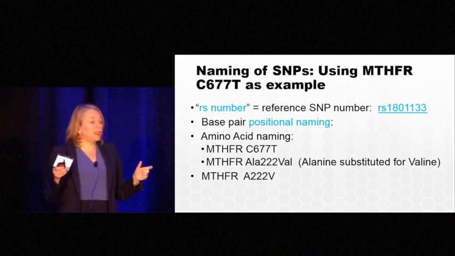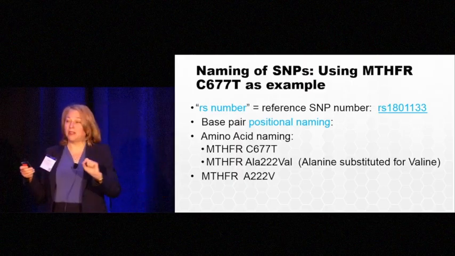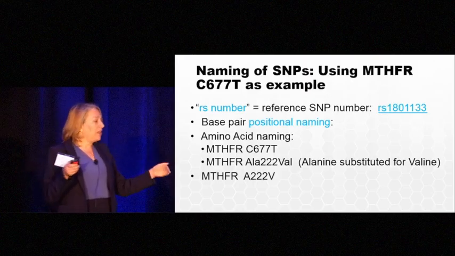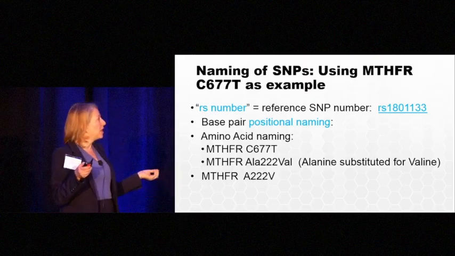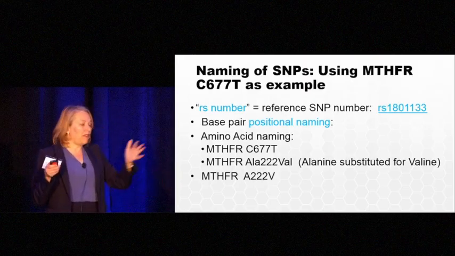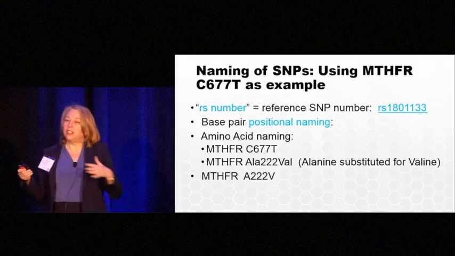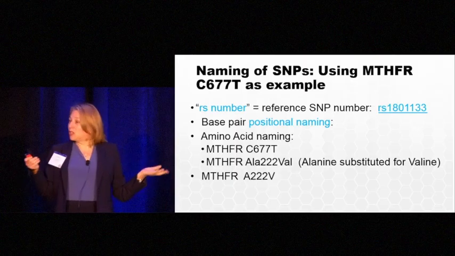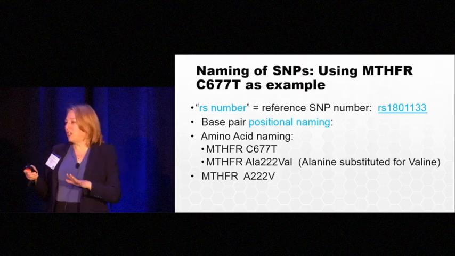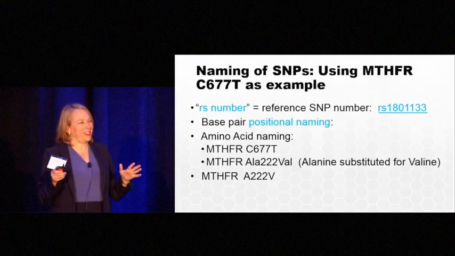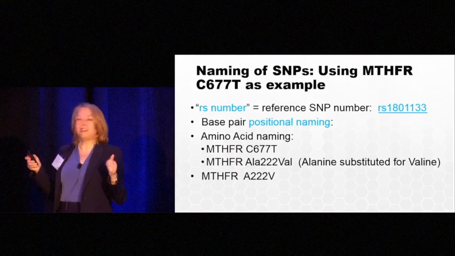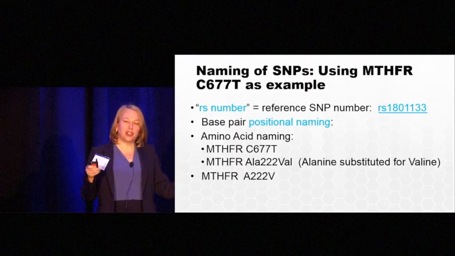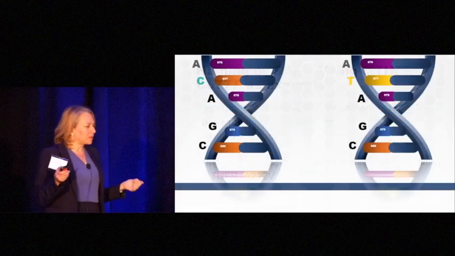But there's also positional naming, and MTHFR C677T is a positional naming. The C gets changed to T. And then you can also do it with amino acid naming, MTHFR Ala222Val. So if you're going back to the literature on your own, which once in a while you may want to, don't get confused, or if you do get confused, we always say genomics is hard. Just know that all of us have been there. But just know that you're going to see these different terms and they all mean the same thing.